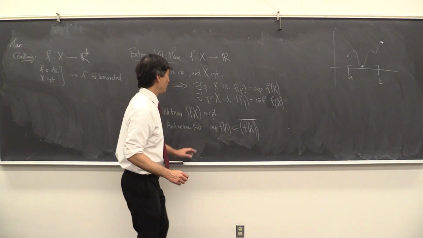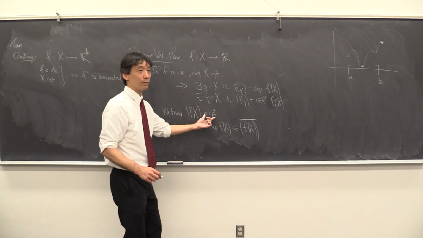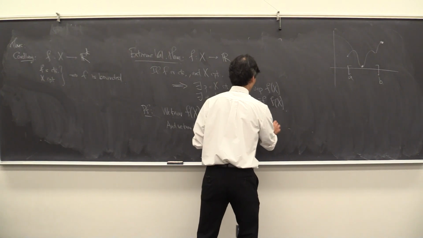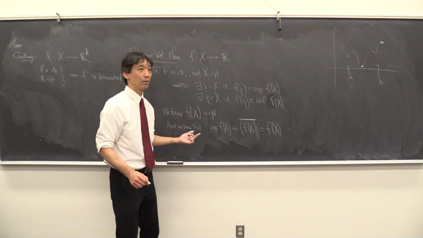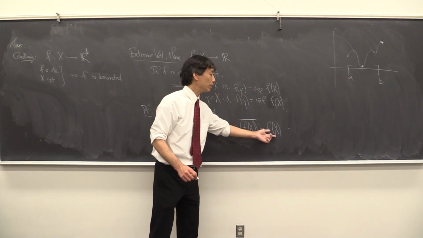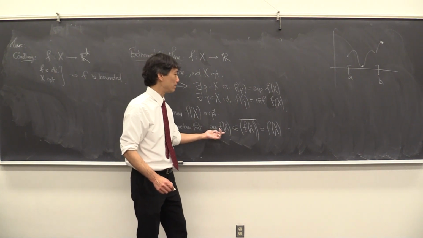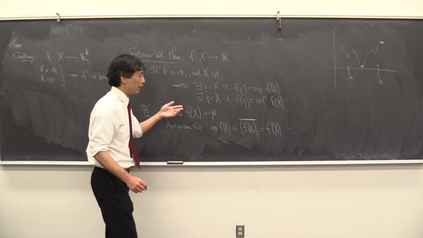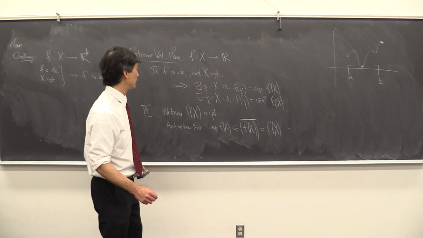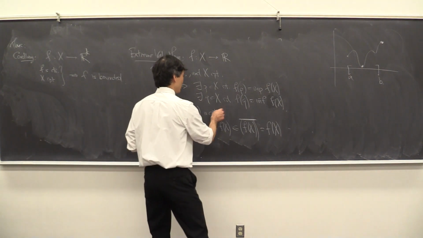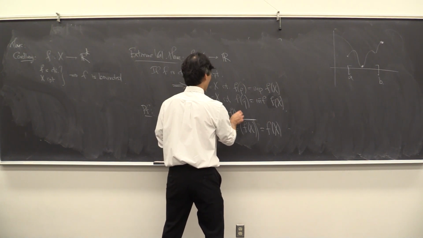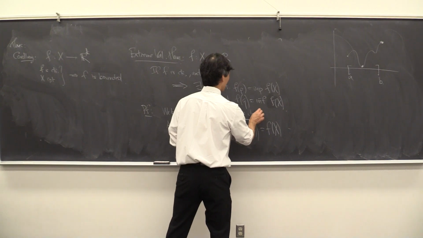But f of X is compact, which means it's closed, right? f of X is closed, so its closure is just f of X. So the supremum actually is an element of f of X. In other words, you attain it. It's f of some value. So basically like this: f is continuous and X is compact, which means that f of X is closed and bounded.